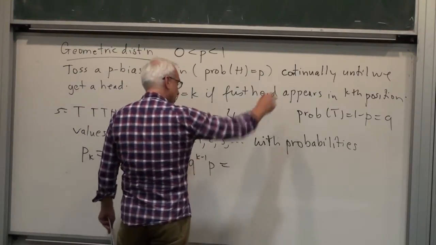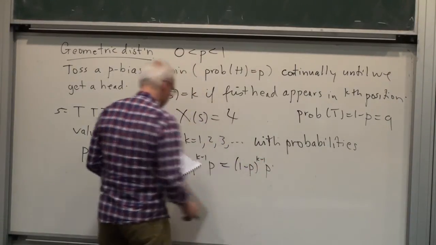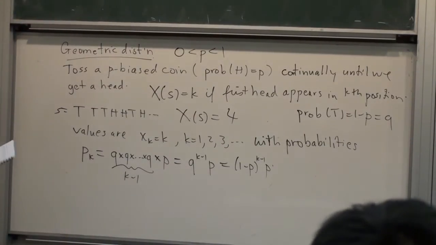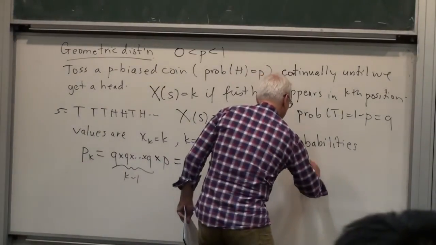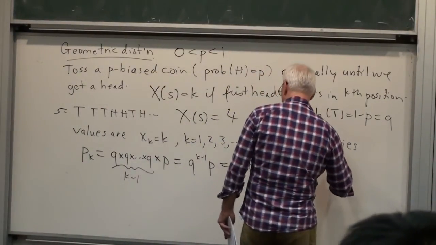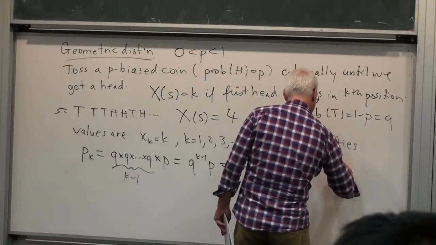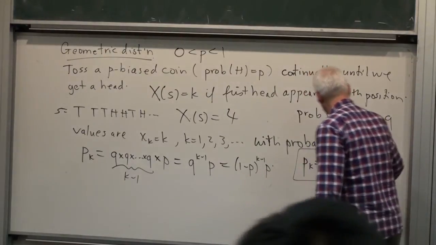Or if we want to write it just in terms of p, it will be (1 minus p) to the k minus 1 times p. So that's the formula for the probability p_k for the geometric distribution: p times q to the k minus 1.